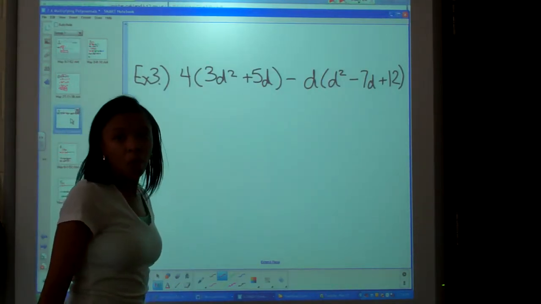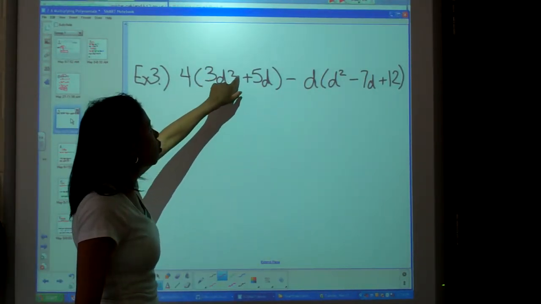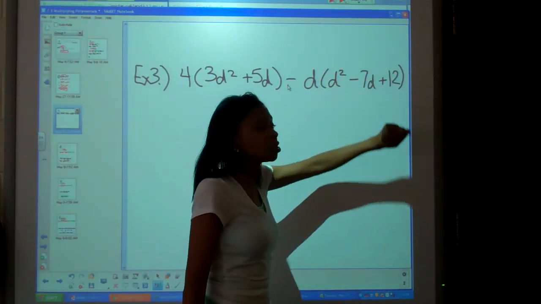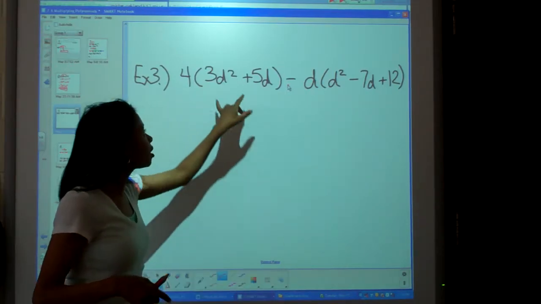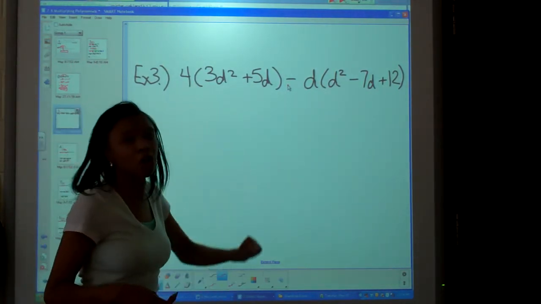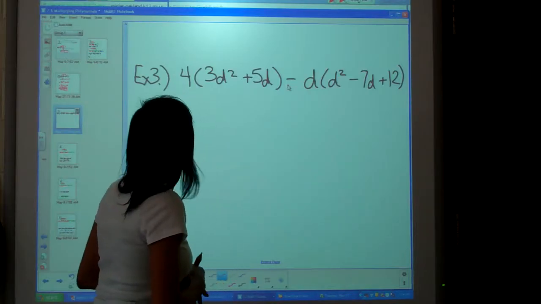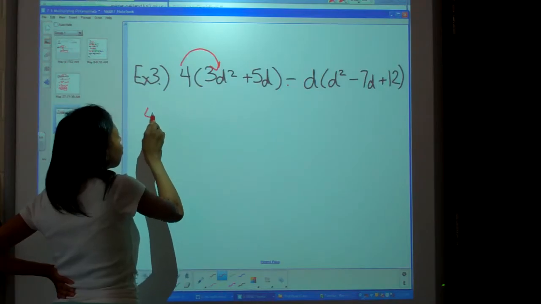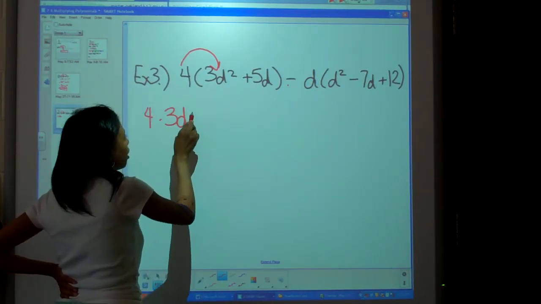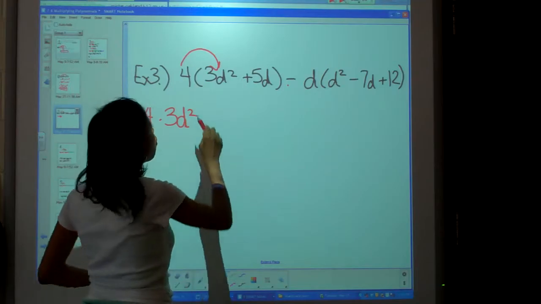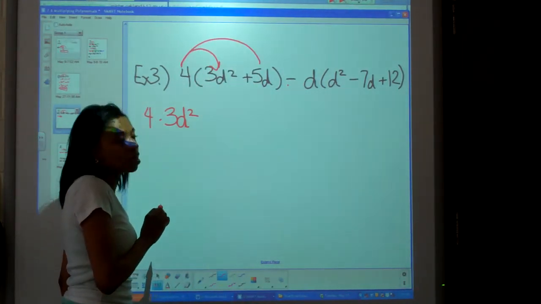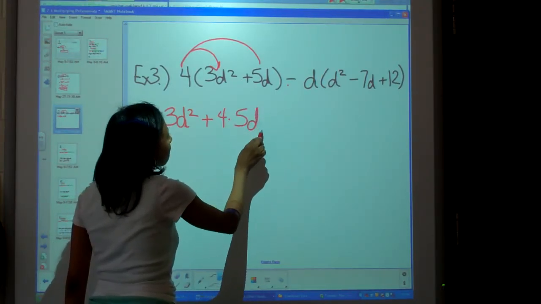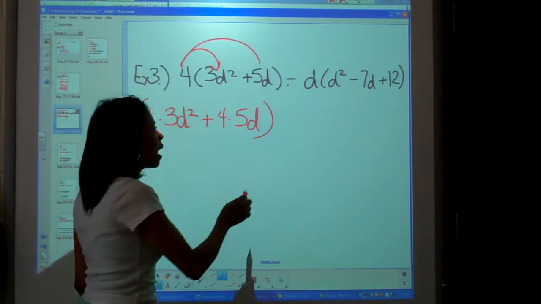Here we have a little bit more work to do. We have 4 times 3d squared plus 5d, minus d times d squared minus 7d plus 12. We take each of the polynomials separately and we distribute the term that's in front of the parentheses. So we'll start here with the 4 and the 3d squared. This is going to be 4 times 3d squared. Now we have to distribute this 4 to the 5d. We've done this, it's old stuff. So the plus is there, plus 4 times 5d. We put all that in parentheses.